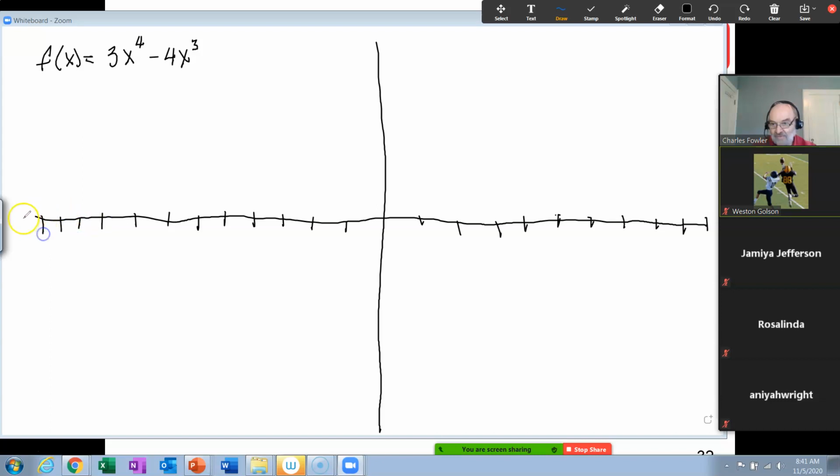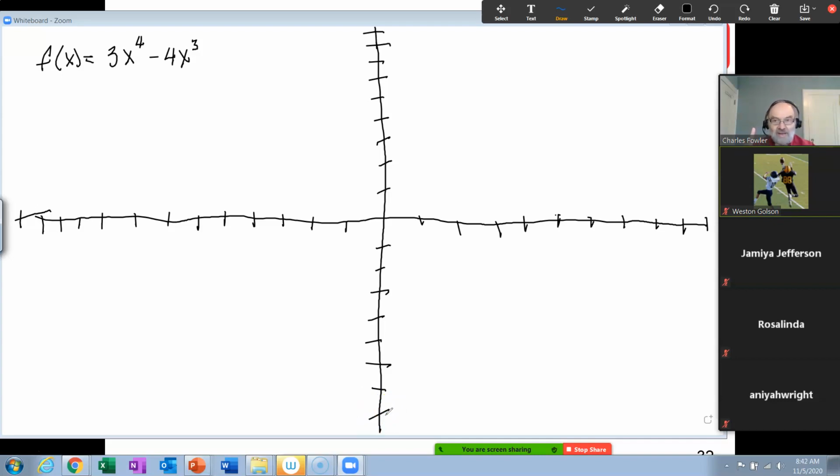And obviously mine are not well spaced. And we'll tick off a few above and below the x-axis. Okay.